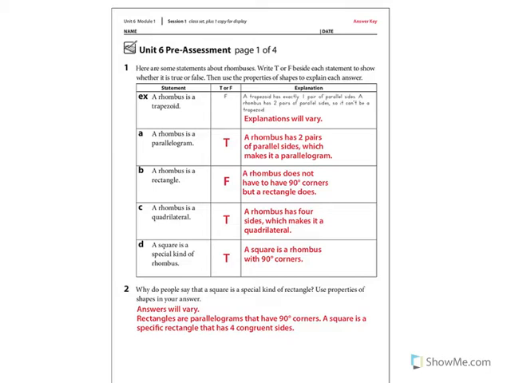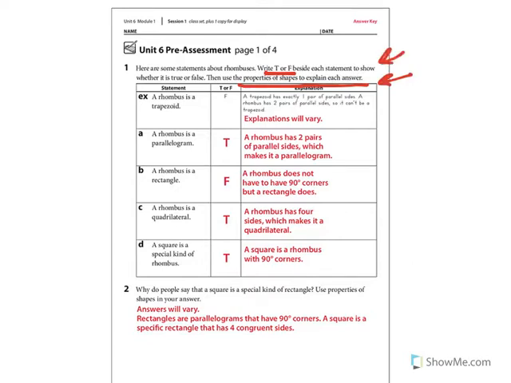The first thing I want to do when I take any test is read the directions in full. So I'm always going to make sure that I read the directions in full. Number 1, here are some statements about rhombuses. Write true or false beside each statement to show whether it is true or false. Then use the properties of shapes to explain each answer. I know in this question that I'm going to be writing true or false, and then I'm going to use properties of shapes to explain answers. I've underlined the important information to show me what I need to make sure that I answer, okay?